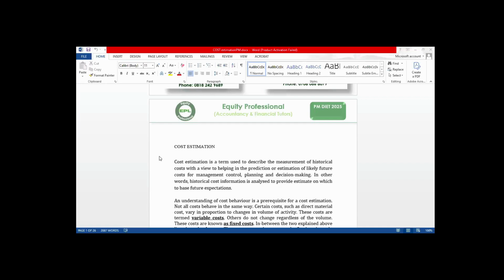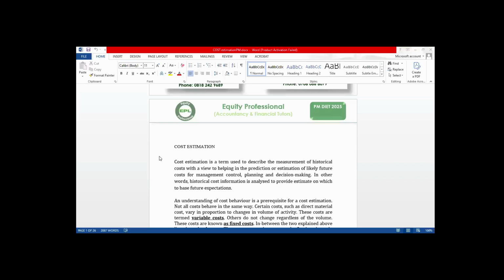Why do we need to predict costs? Why do we need to estimate costs? If you are doing budgeting, you want to draw a budget of what is likely to happen at a future period. Then you require cost estimation. Budgeting is used for planning. We require cost estimation to guide planning.